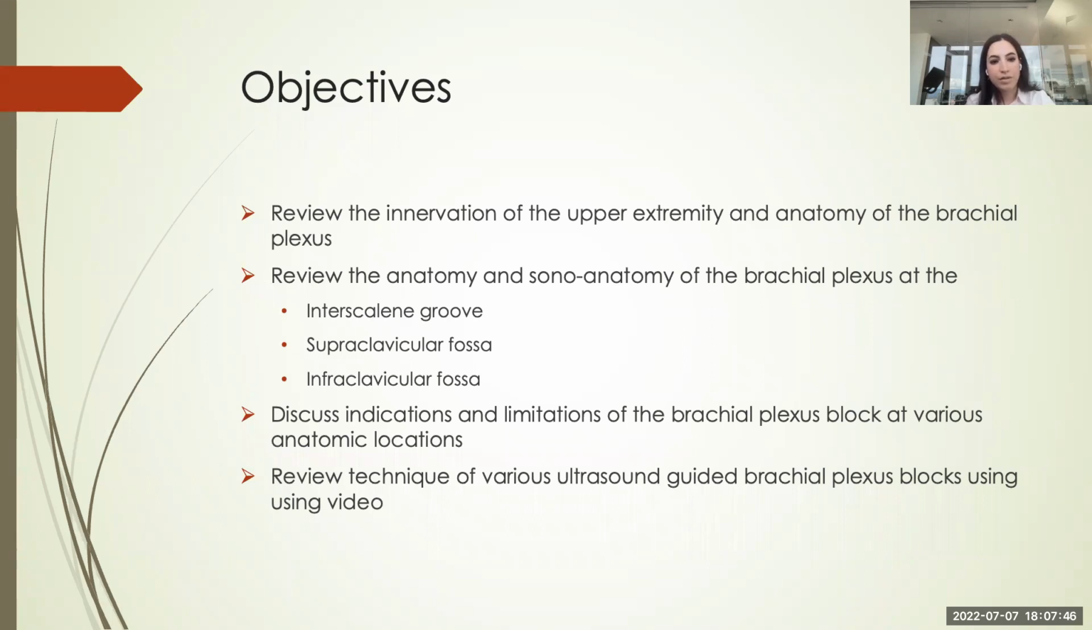Throughout the presentation, we'll discuss indications and limitations of the block at these various anatomic locations, and we'll have a look at some ultrasound images and videos to demonstrate the blocks.